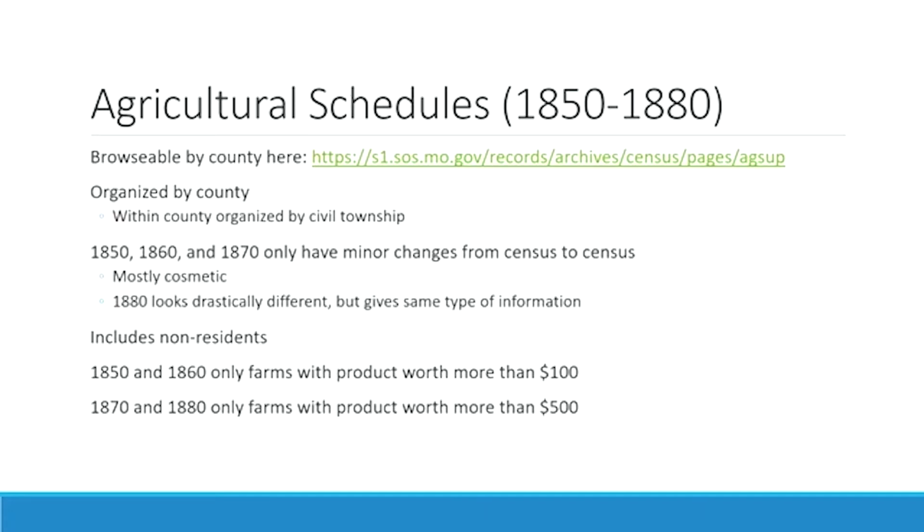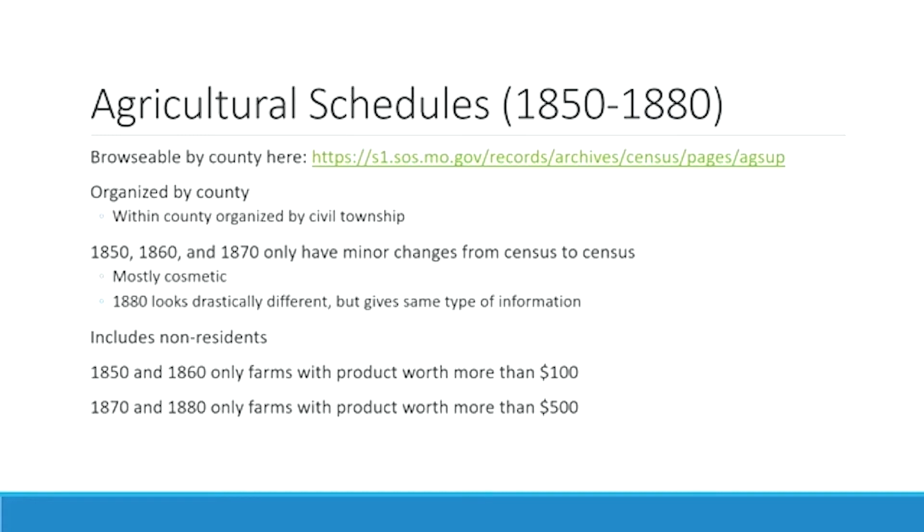One thing to keep in mind with these schedules is they include non-residents. So if someone lived and worked in, say, St. Louis, but owned a farm in Franklin County, they might show up on the agricultural schedule in Franklin County, even though they show up on the population schedule in St. Louis. So those are things to keep in mind. Also across state lines.